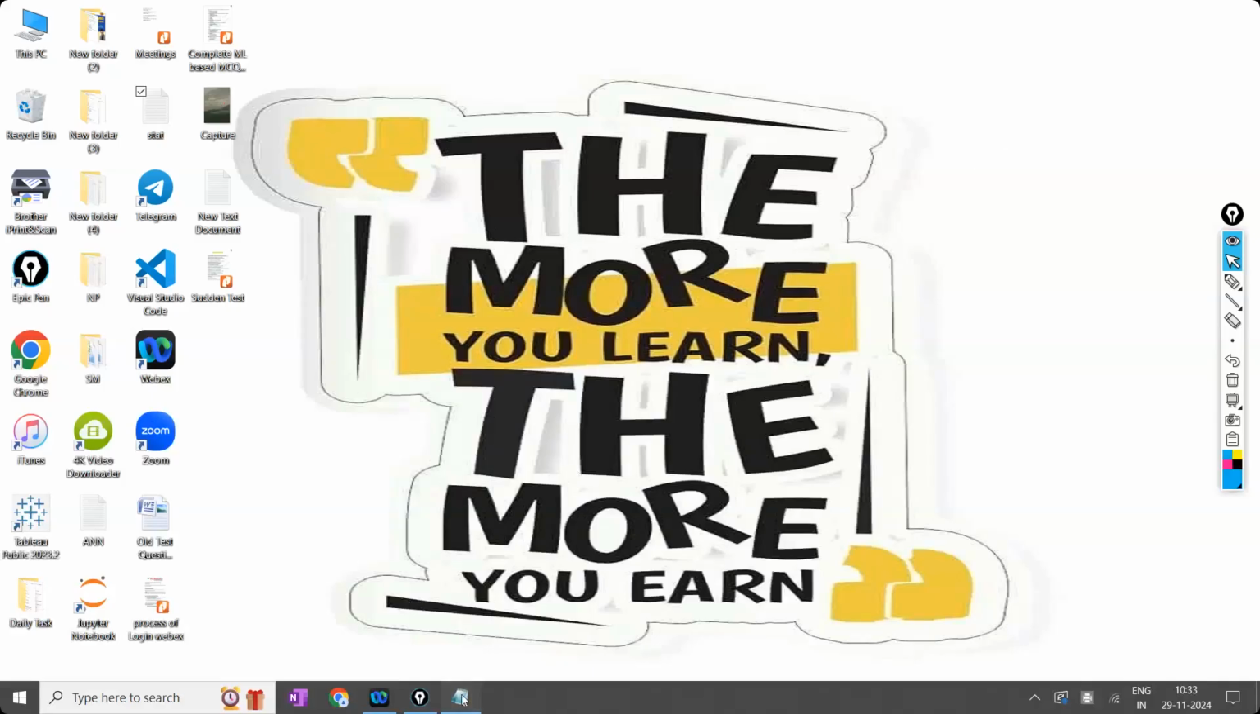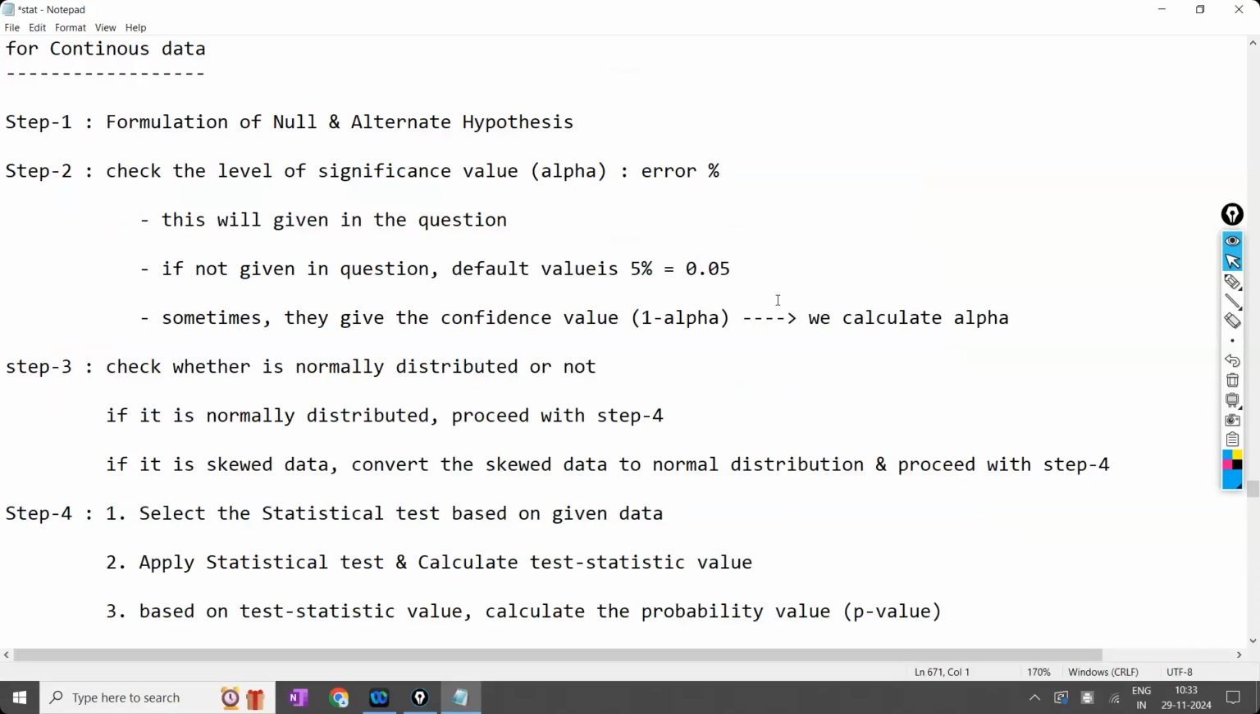Okay, done. So here sometimes in the question they will give the confidence value. Confidence is nothing but 1 minus alpha. So based on the confidence value, we'll calculate the alpha value, right?